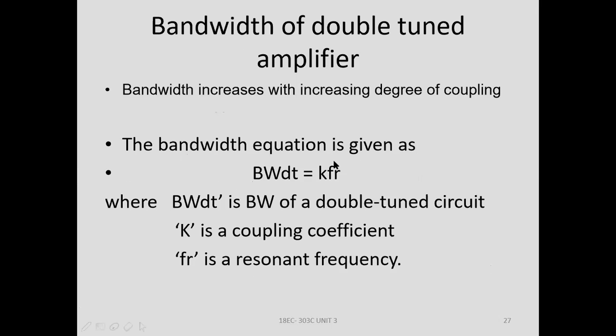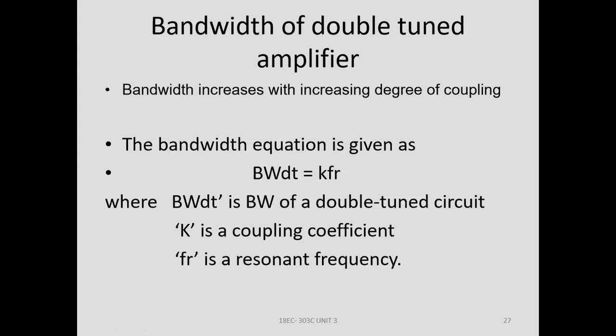The bandwidth is equal to K into FR, where K is the coupling coefficient and FR is the resonant frequency. In a double tuned amplifier circuit, bandwidth depends on the coupling coefficient as well as the resonant frequency. So if the coupling coefficient increases, the bandwidth also increases. This is about the double tuned amplifier circuit.